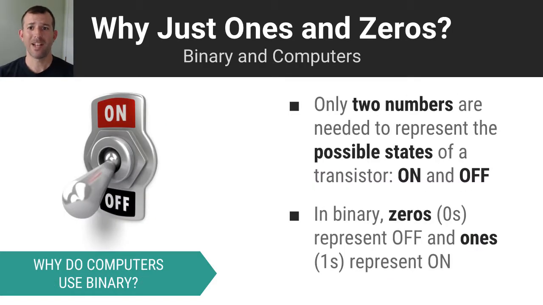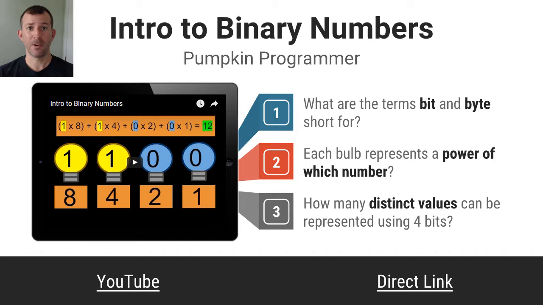It turns out that binary is the number system that computers like because a transistor can only assume one of two states, on, 1, or off, 0. Since binary as a number system only contains two symbols, it can be used to perfectly match the state of a computer's transistors. I have a great video here from Pumpkin Programmer that will get you working with and confident in binary in no time. As always, make sure you can answer the essential questions before you move on.